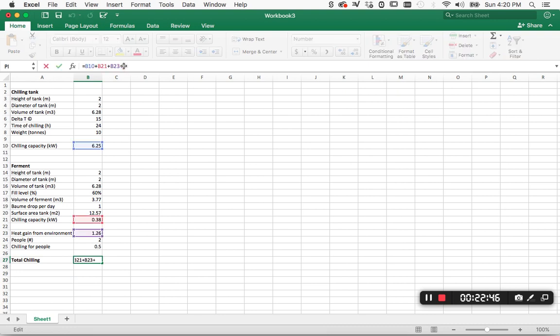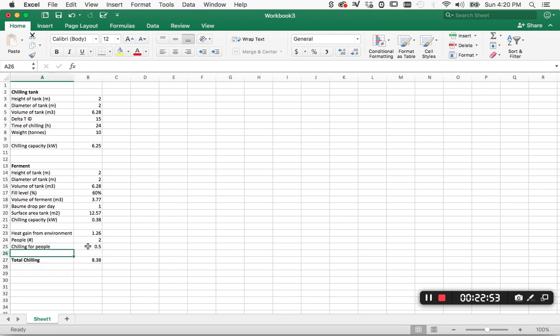That plus that. And then it uses the same process to work out how much the lights would add. So it's lights based on the surface area of the tank. So the first part of the question is how much chilling is required for one chilling tank and one ferment. Well, assuming that it's uninsulated but not exposed to the outside environment, there's 2 people in the winery most of the time, we need 8.38 kilowatts.